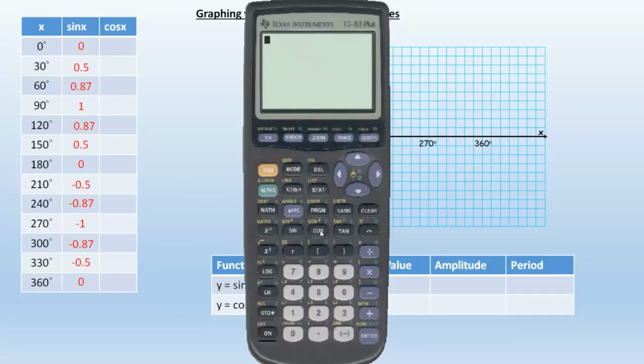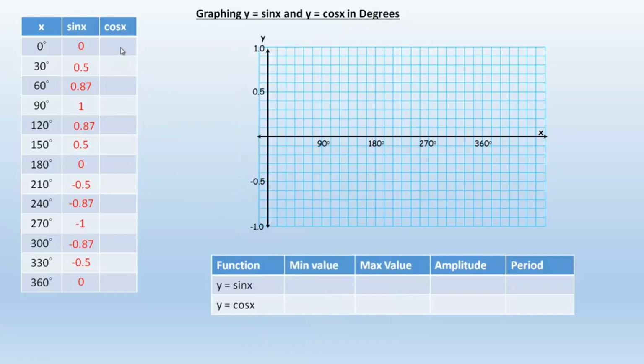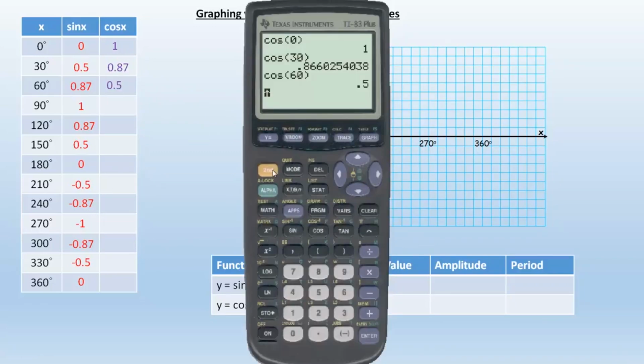So, cos 0 is 1. So that's going to start with a function value of 1 there. And let's do 30 next. So that's going to be 0.87. And then we'll do 60. That's going to be 0.5. So 1, 0.87, and 0.5. Now we'll do 90.